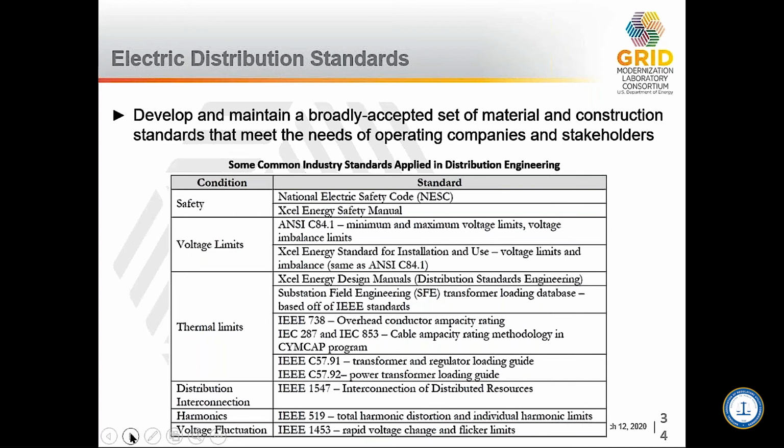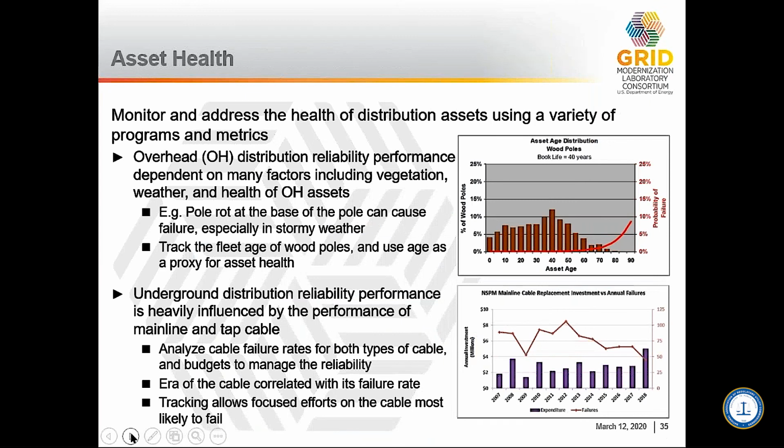Next slide shows asset health is concerned with monitoring and addressing the state of the distribution system. This is critical to providing reliability for overhead and underground systems. The two inserted charts are examples of how tracking assets, even tracking the age of assets, can help you improve reliability. In the top chart, the age of poles is correlated with the failure rate of the poles. So the older the pole, the more likely it is to fail. And simply by tracking the age of the assets, you can identify where reliability issues are.